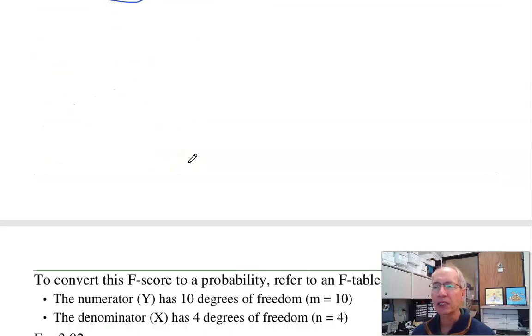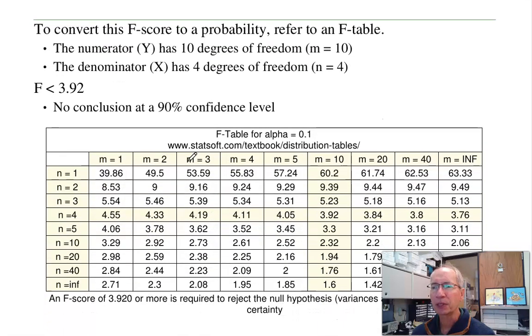Now what I do with that is I go back to my F table. I had 10 degrees of freedom in the numerator, sample size 11. I have 4 degrees of freedom in the denominator, sample size of 5. Here's the number that I'm looking for, 3.92.